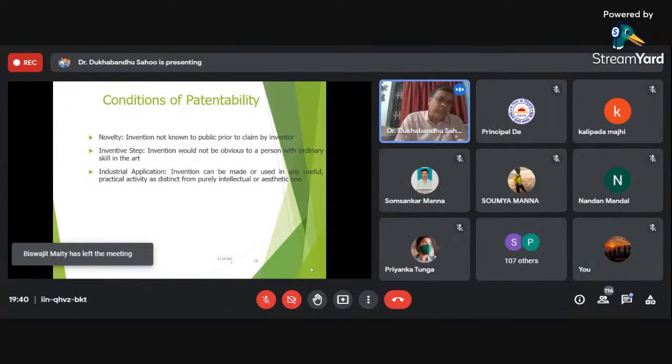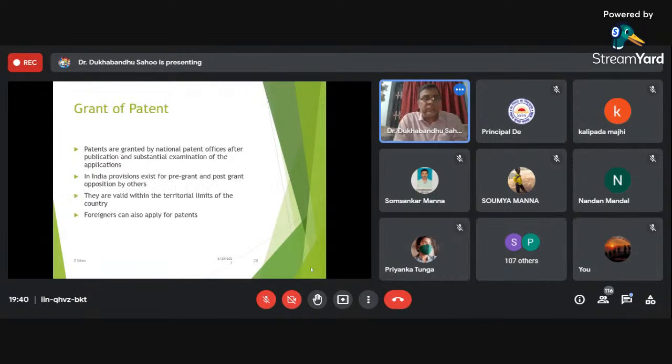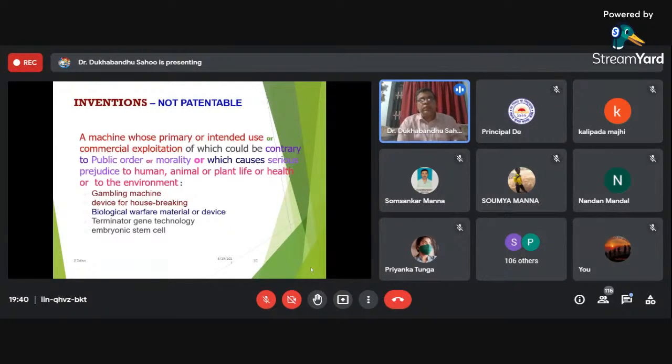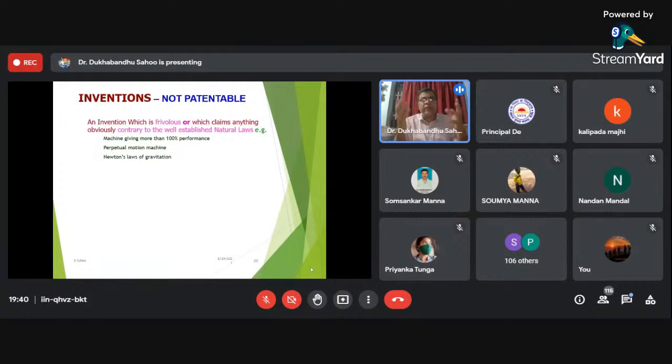Then who gives this patent? Patents are given, national patents and international patents also. They're valid within the territory and are valid for a given period of time. Foreigners also can apply for a patent. Then what cannot be patented? An invention which is frivolous or which claims anything obviously contrary to well-established natural law.